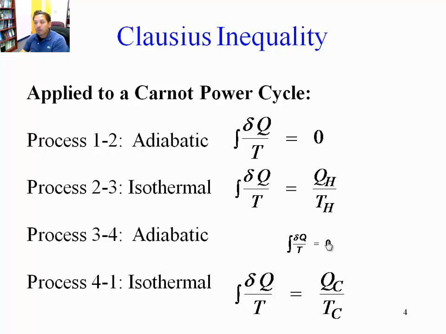The process from 3 to 4 is also an adiabatic process, so the integral of dq over t is equal to 0, basically because q is equal to 0. And the process from 4 to 1, which is a compression, is an isothermal compression where the system is placed in contact with a cold temperature reservoir and kept at a constant temperature. The temperature comes out of the integral, and that leads to qc over tc. So the integral around the full cycle, the summation of all these four integrals, is equal to 0 plus qh over th plus 0 plus qc over tc.